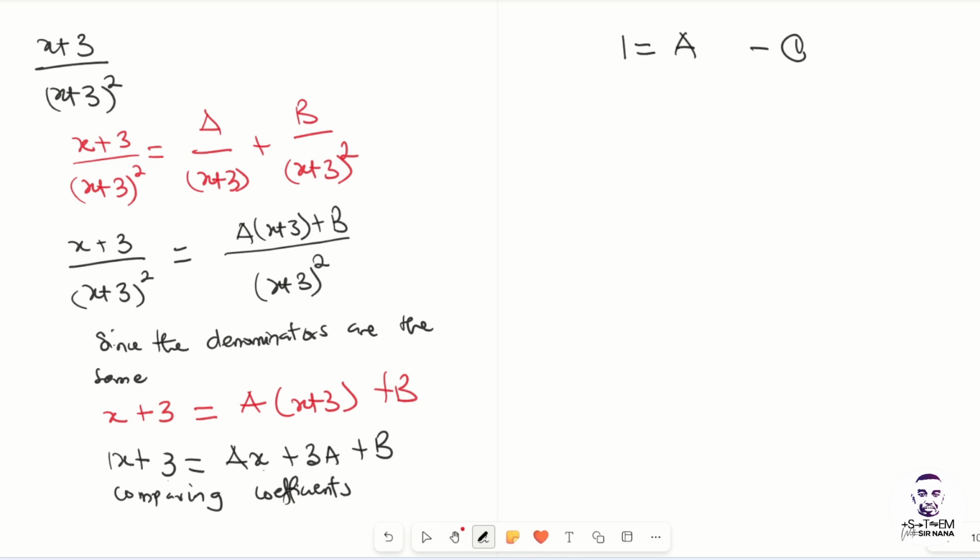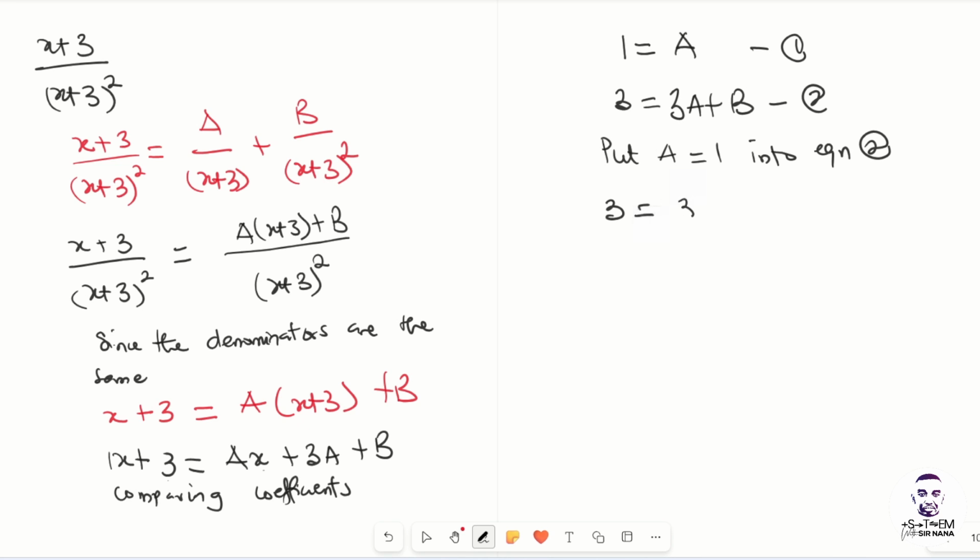Now the constant 3 here. So 3 is equal to all the constants here, which is 3A plus B. So we can put A, which is equal to 1, into, let's call this equation 2. Equation 2. So that implies that we will have 3 is equal to 3 multiplying 1 plus B. So we have 3 is equal to 3 plus B. So it means that B becomes equal to 3 minus 3. So it means that B is equal to 0.